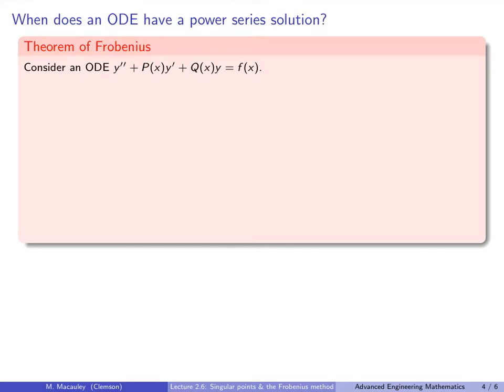Here's the main theorem of the lecture. It's called the theorem of Frobenius. So consider an ODE, just like we saw in the previous slide, except now suppose that it's inhomogeneous. So the forcing term, let's call it f of x.